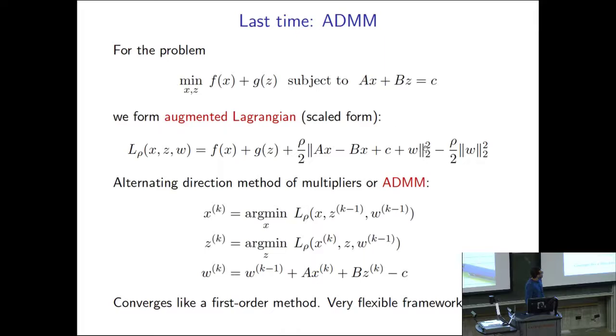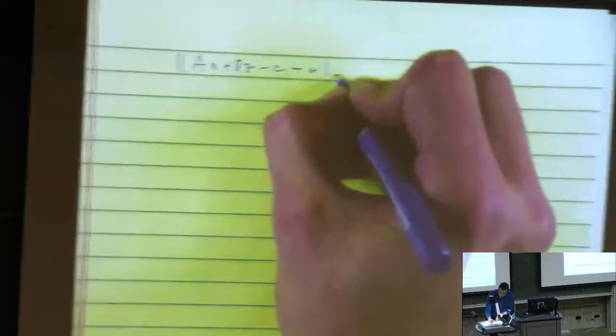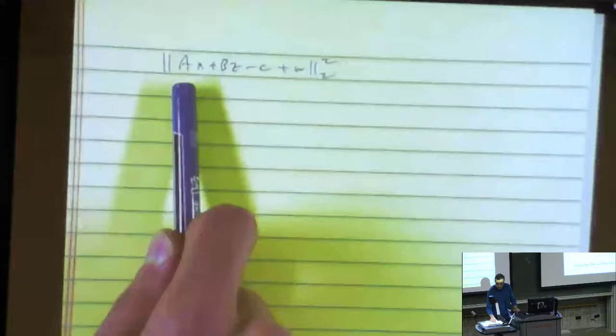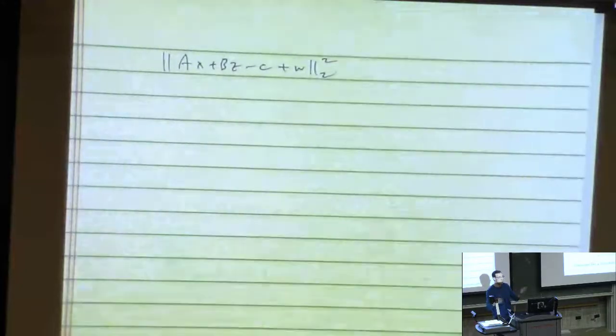If you were to expand this out, we get a term that looks like W transpose Ax minus b. Okay, this was just a typo. I'm sorry. This should say, of course, Ax plus Bz minus c. That's the residual from the constraint. I had a typo in the slide there. If you were to expand this out, you get a term that looks like W transpose (Ax plus Bz minus c). That's the typical term in the Lagrangian. And then you get, for the squared term, just this guy, norm of Ax plus Bz minus c squared. That's the augmented part.